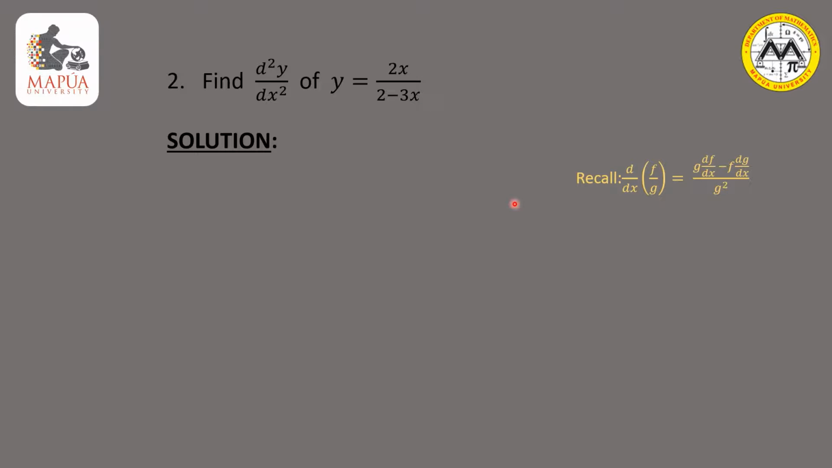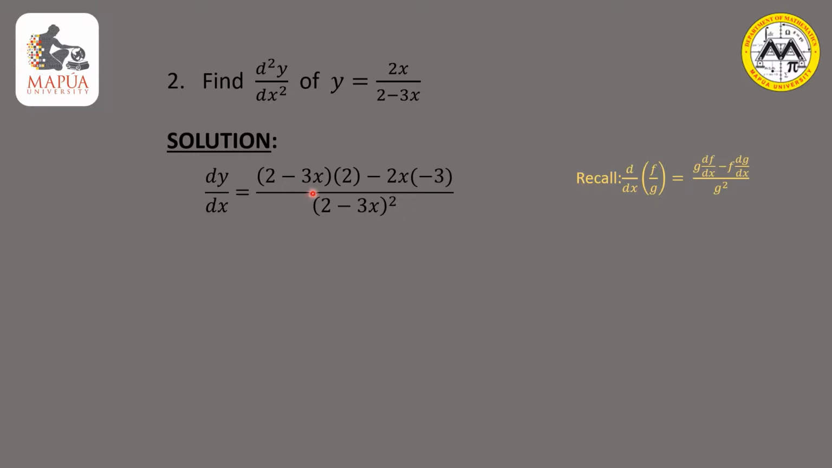And recall that when you differentiate a ratio of f to g, the derivative would just be equal to the denominator g times the derivative of the numerator minus the numerator f times the derivative of the denominator g. This difference to be divided by the square of the denominator. So when this differentiation rule is applied to differentiate the given function y equal to 2x divided by 2 minus 3x, then the first derivative will be given as follows.